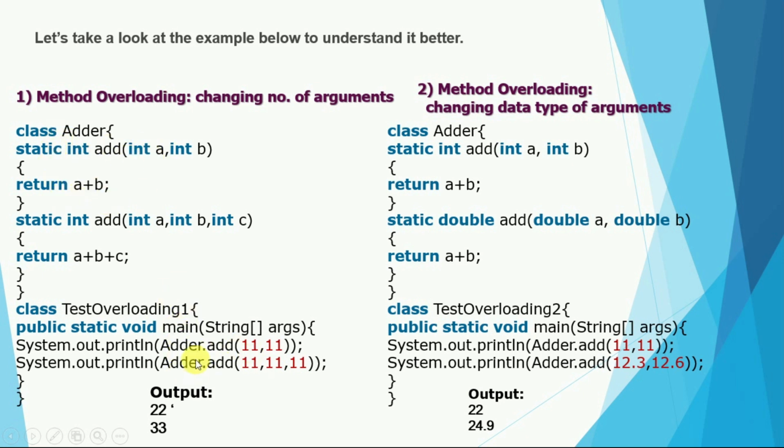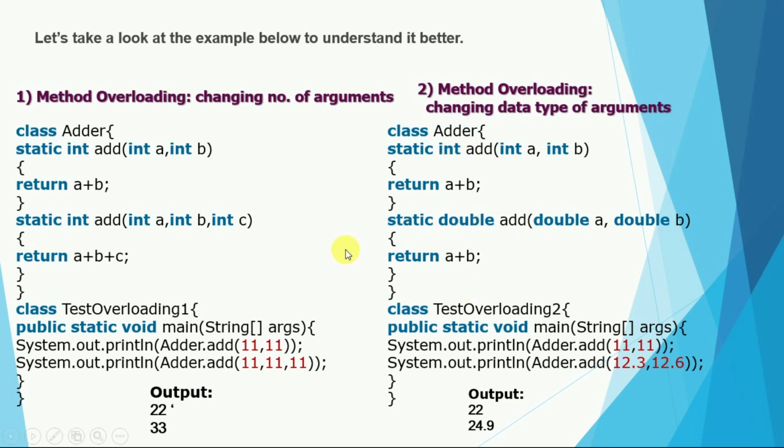And if we call this method and pass the values, so we have three parameters and we want to pass three parameter values, so this will go to this add method. We have three parameters, so we can change the number of arguments and implement method overloading. We can also apply method overloading by changing the data type of the argument.